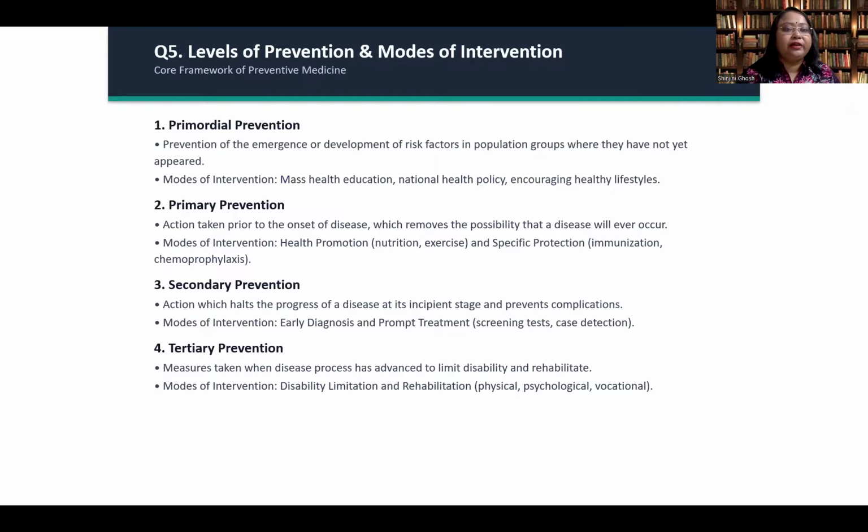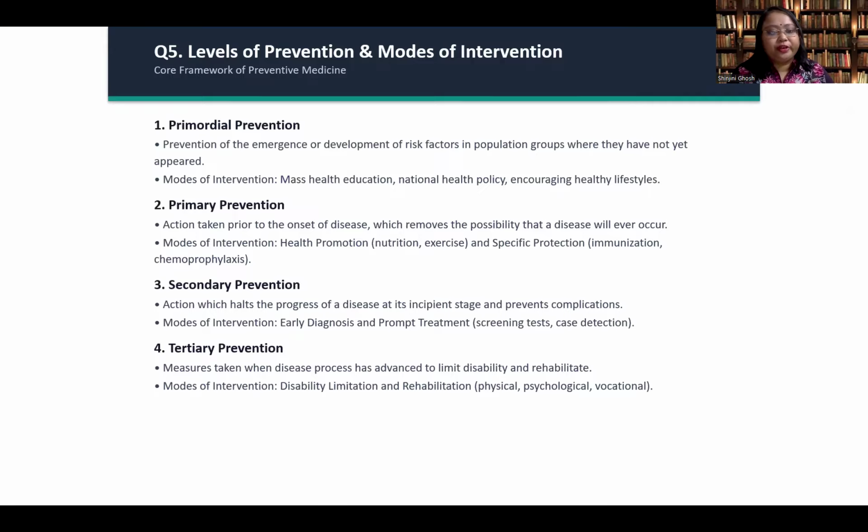All of us know the 4 levels, and in it you have to write the modes of intervention. That is primordial prevention. When you are writing, you have to write modes of intervention. What are they? Mass health education, national health policy, encouraging healthy lifestyles. Primary prevention, what are the modes of intervention? Health promotion and specific protection. You have to write all the levels of prevention in detail, and give the modes of intervention accordingly. Secondary prevention, I'm just telling you about the modes of intervention there also: early diagnosis and prompt treatment.